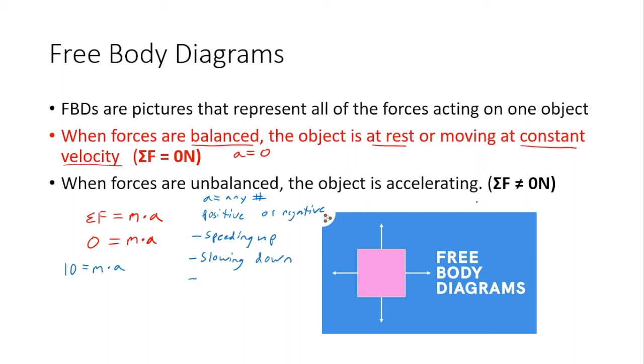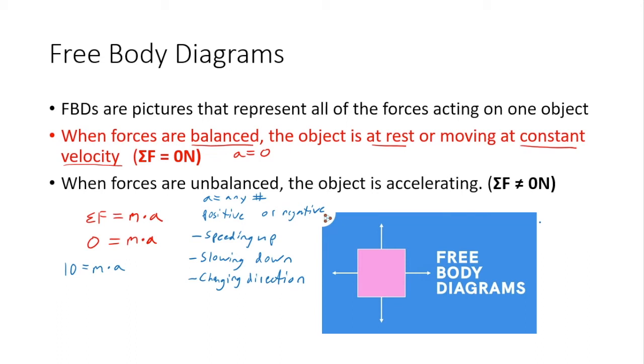Technically, there's actually three types of scenarios. Because acceleration is a vector, it has magnitude and direction. So the magnitude can speed up and slow down objects, but we also can just change an object's direction as well. So when forces are unbalanced, that just means that an object is either speeding up, slowing down, or changing its direction.